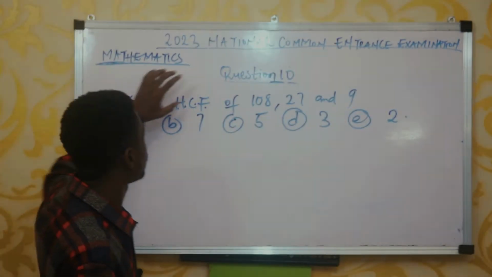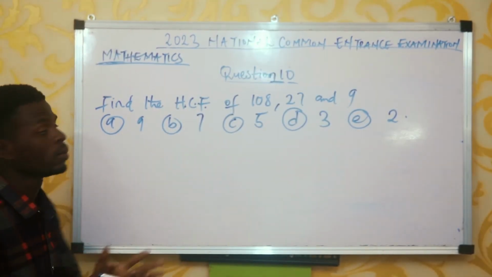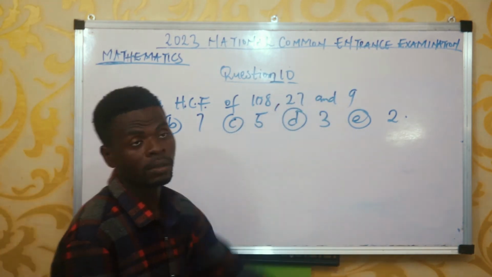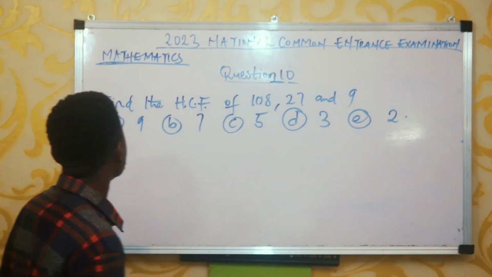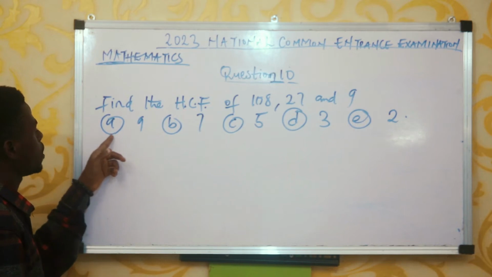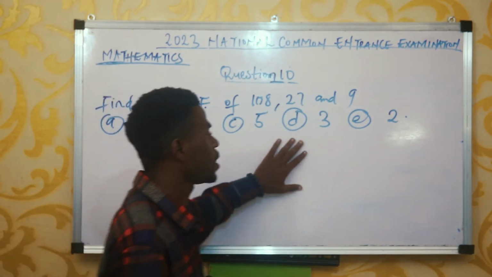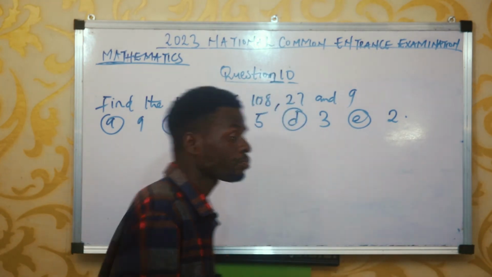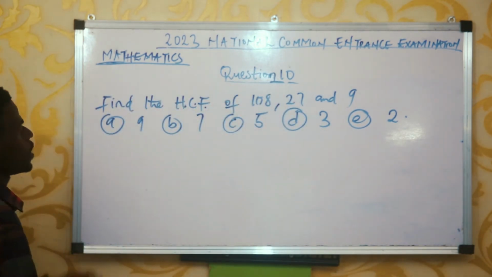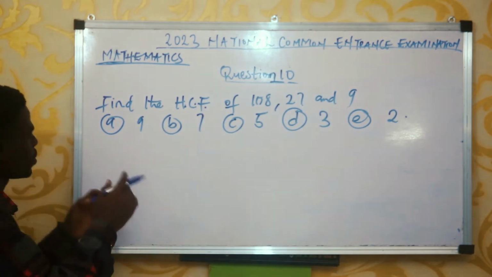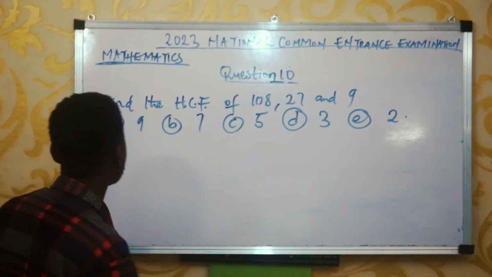Now this is question 10. Question 10 says find the HCF of 108, 27, and 9. Option A is 9, option B is 7, option C is 5, option D is 3, and option E is 2. Don't forget, HCF is the highest common factor, as I said earlier.